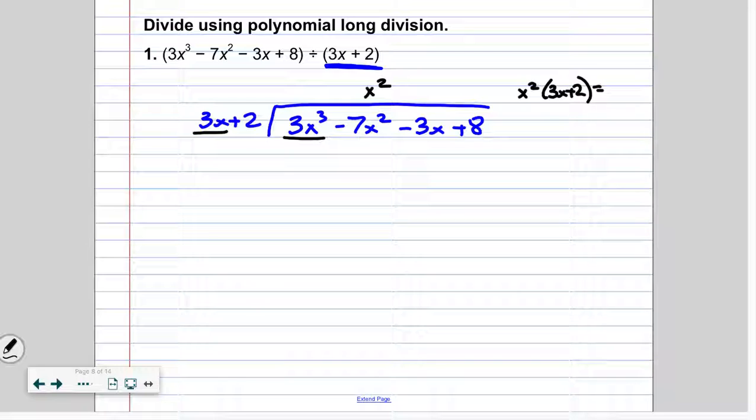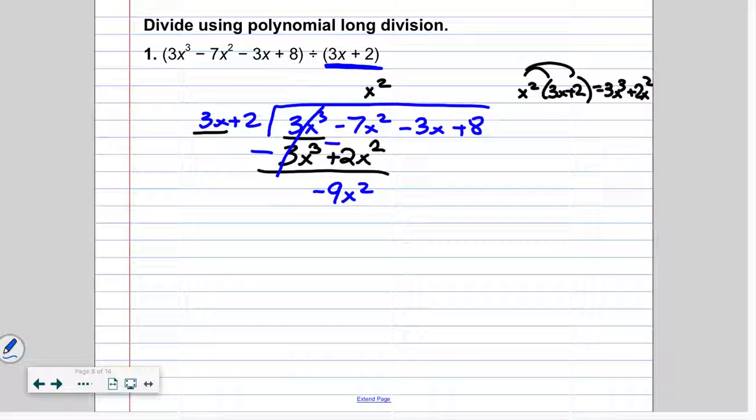We're just repeating the process. And we get 3x cubed plus 2x squared. So that goes underneath. 3x cubed plus 2x squared. What do we do with those? We subtract. So change the signs. These cancel out. Negative 7x squared minus 2x squared is negative 9x squared. Bring down the negative 3x.